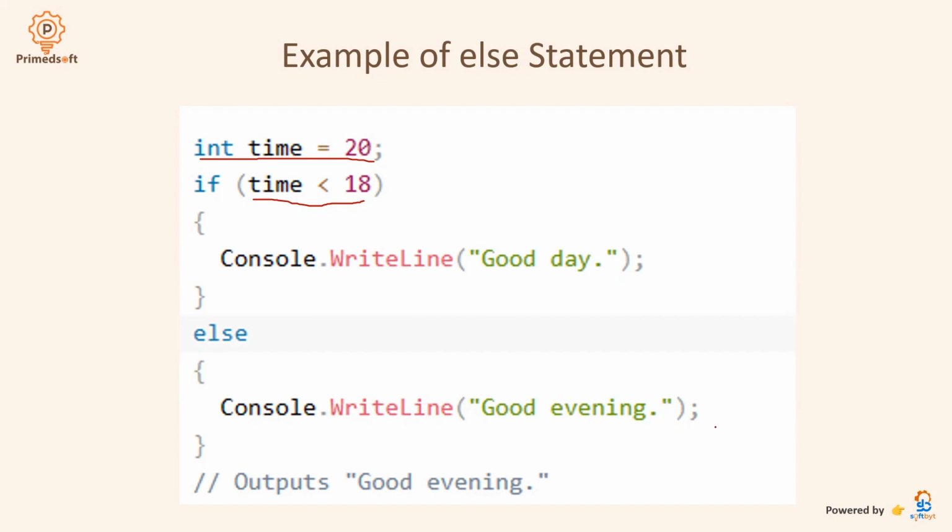Tomorrow we'll run it and you'll see what it gives. Time is equal to 20. That means it's not greater than 21. So if we come here under the condition and say if time is greater than 21, console.WriteLine good day, else this, it will print the else because time is not greater than 21, time is 20. Does that make sense?